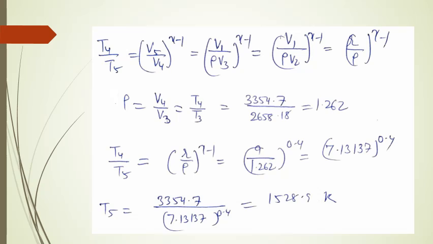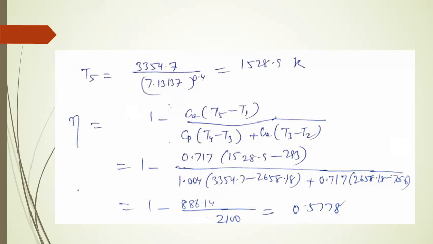Now T4 upon T5 is eventually R upon rho raised to power gamma minus 1. So the value of rho, which is equal to V4 upon V3 and also T4 upon T3, comes out to be 1.262. So now with the value of rho we can have the value of T5, and that comes out to be 1528.9 Kelvin by the expression given for T4 upon T5, which was equal to R upon rho raised to power gamma minus 1.